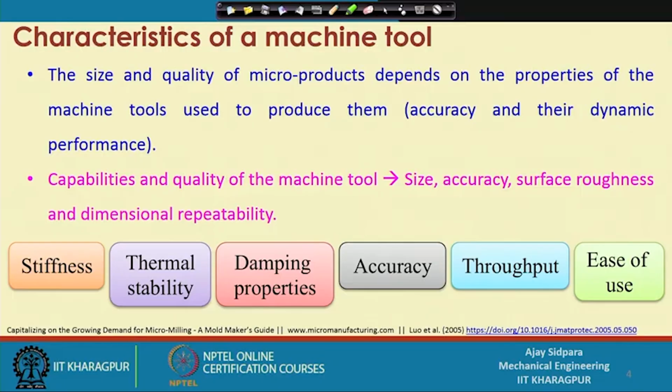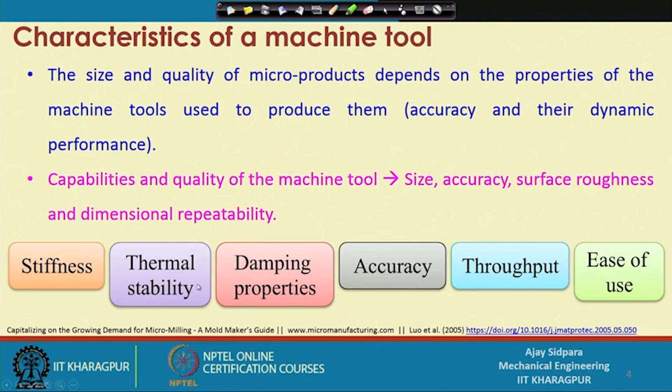In the last slide we have seen that there are different properties or different characteristics that should be met during the machining or the fabrication of the machine tool. Those are the stiffness, thermal stability, damping property, accuracy, throughput and ease of use. So, getting these particular properties at what accuracy, that will be dictated by the cost of the machine. That means, if you want a very highly accurate machine, the cost of the machine will be very high.